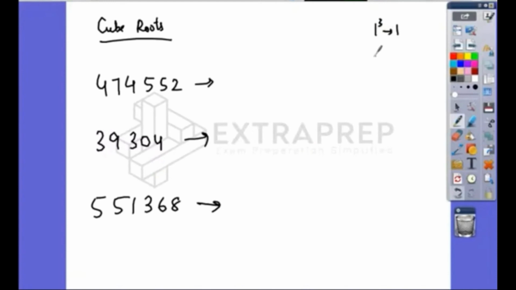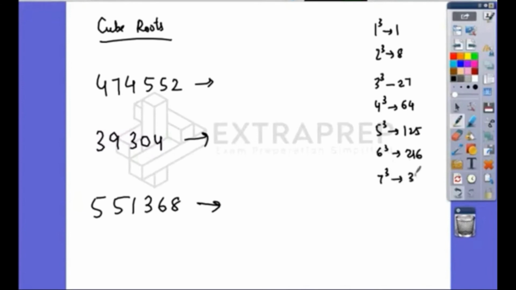So 1 cube is 1. 2 cube is 8. 3 cube is 27. 4 cube is 64. 5 cube is 125. 6 cube is 216. 7 cube is 343. 8 cube is 512. 9 cube is 729. 10 cube is 1000. Okay, is that understood?